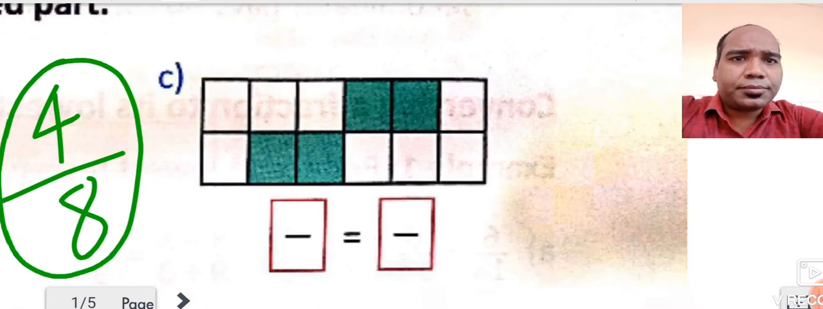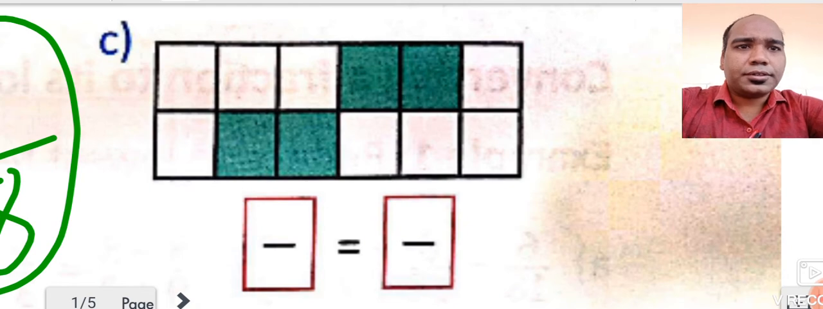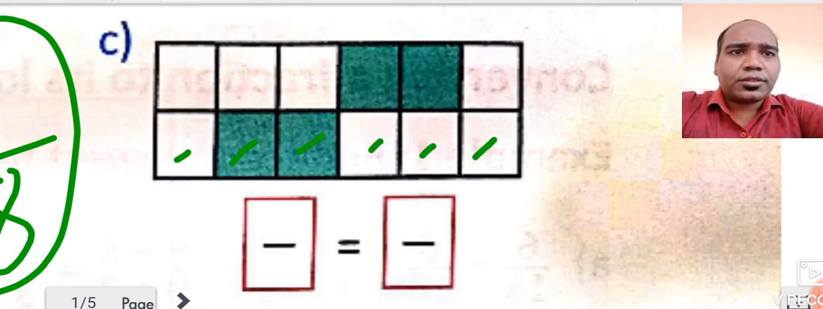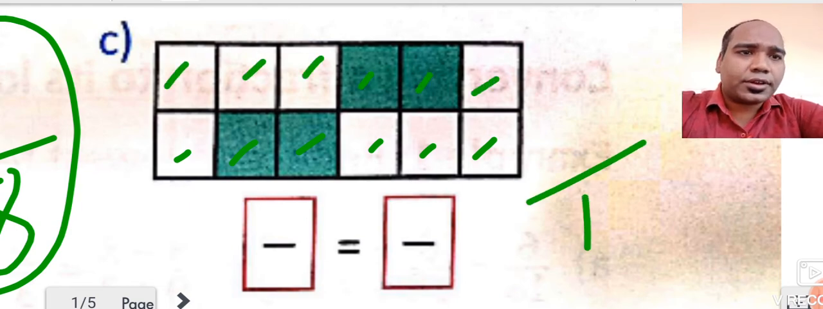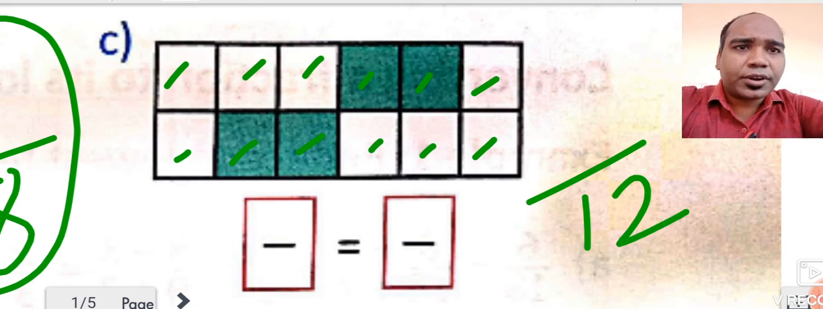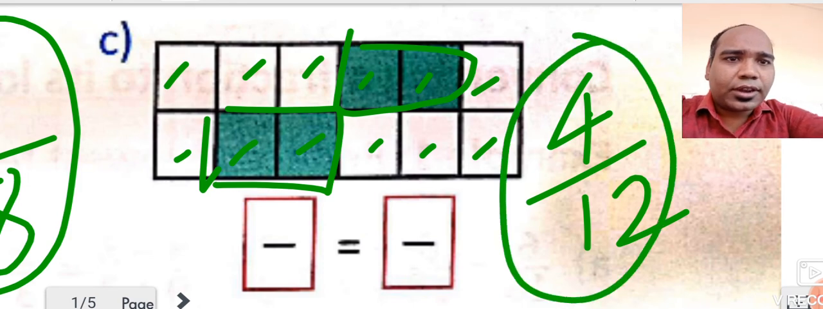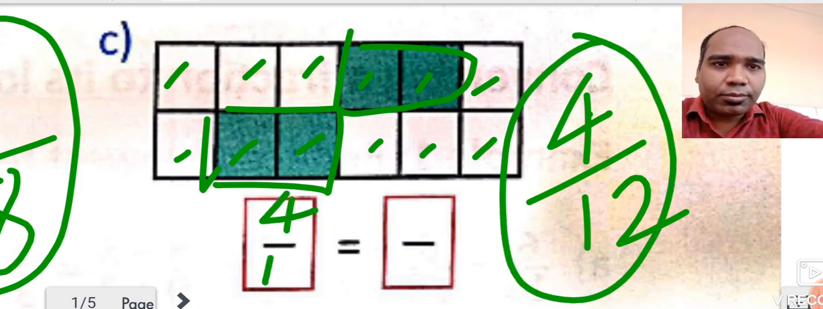Now come to this part, question number C. Look here, in how many parts is this divided? 1, 2, 3, 4, 5, 6, 7, 8, 9, 10, 11, 12. Total 12 parts are there. Out of those 12 parts, how many parts are shaded? Here 2 parts and here 2 parts. Total 4 parts are shaded. So we can write it as 4 by 12.